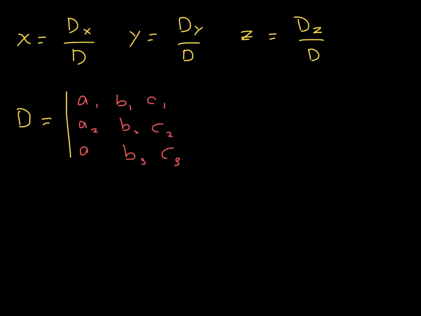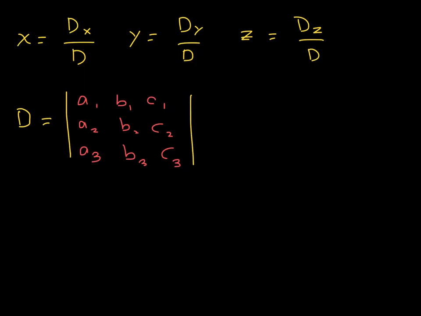And some of these subscripts are pretty sloppy. Let me see if I can rewrite some of these, especially this last row. A sub 3, B sub 3, C sub 3. These are all of your variable coefficients. Furthermore, this first column is the column of your X variable coefficients. These are your Y variable coefficients, and these are the variable coefficients for variable Z. So this is the coefficient matrix, basically.